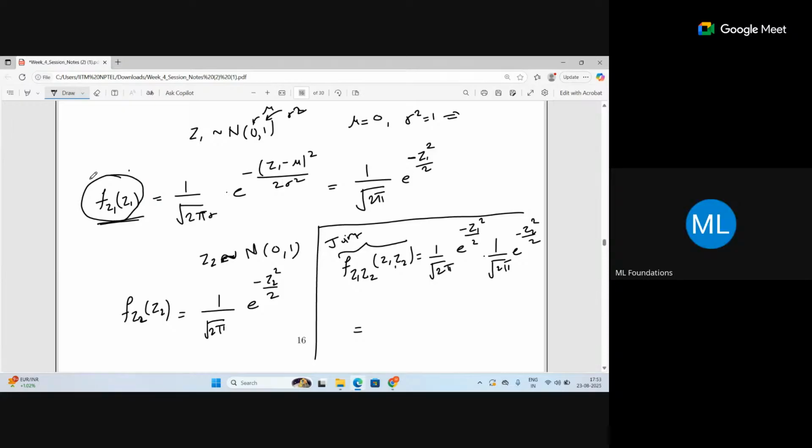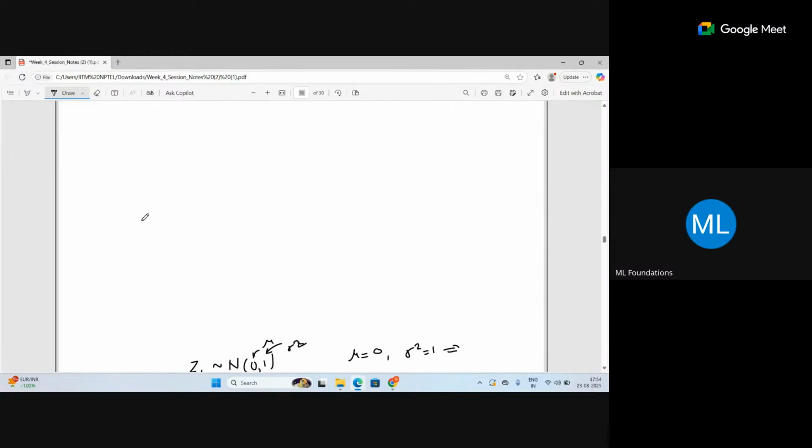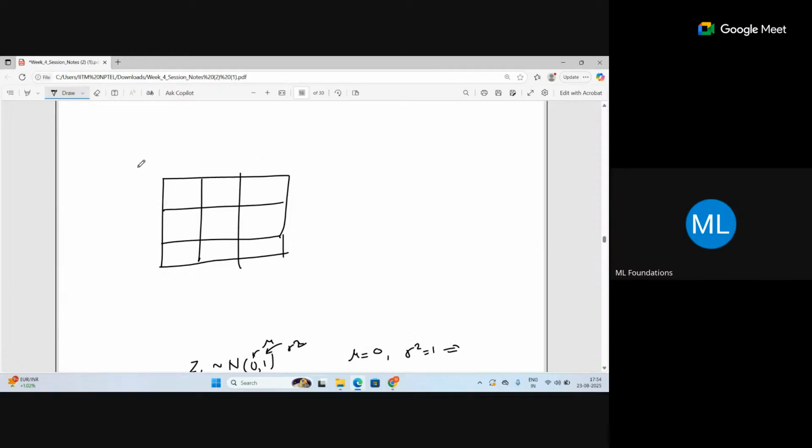So how do you find out the marginals generally? Let's say in the simple case of PMFs, I think it is very clearly understandable here. Suppose you have the probability mass functions, right? Let's say there are two variables, x and y, right?